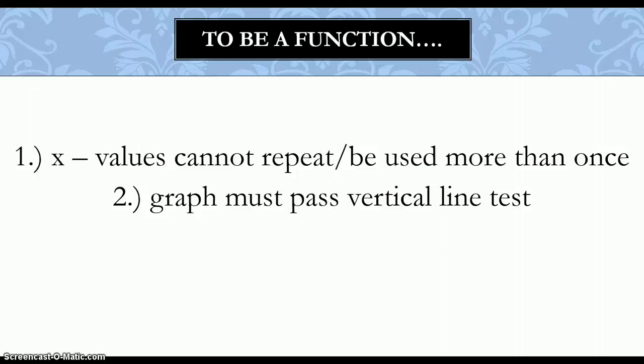Okay, so to be a function, number one, the x values cannot repeat. That means that they cannot be used more than once. And number two, the graph must pass the vertical line test. The vertical line test is probably everybody's favorite test because it's really easy to do, but we're going to test out both of these criteria.